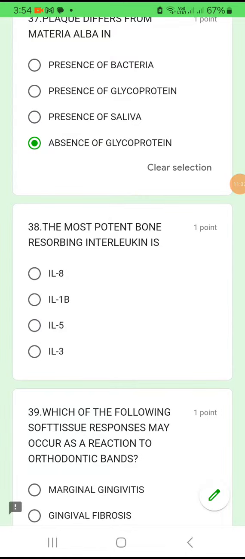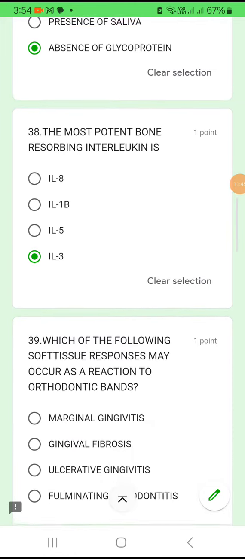Question number 38. The most potent bone resorbing interleukin. Interleukin 8 or 1b or 5 or 3. So the most potent is interleukin 1b.